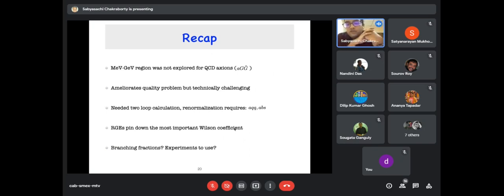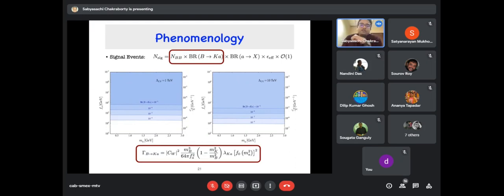That will give an estimate of what sort of bound we might obtain. And this is the branching fraction. So at Belle, the number of signal events starts from the number of B B-bar pairs, which I think is around 10 to the power 8. At Belle 2, it's around 10 to the power 10. And then the branching fraction from B to K A, this is our calculation.